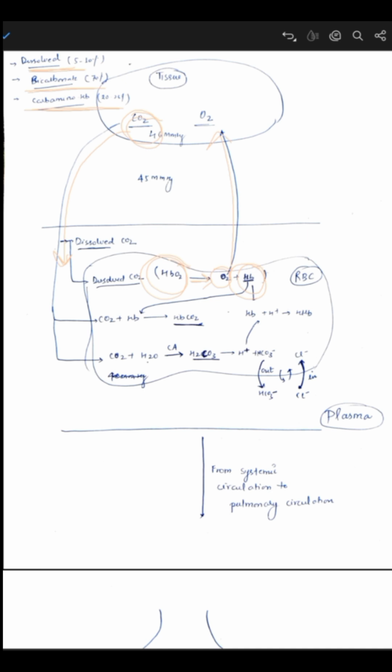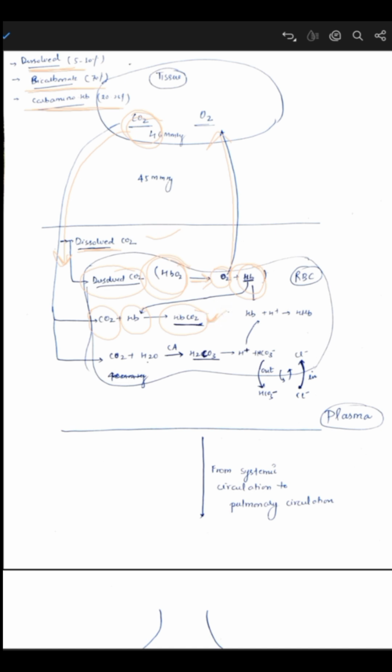As we know, transport of CO2 mainly occurs in three forms: dissolved form, which is the least common form of CO2 transport, which happens in both plasma and RBC. Second one is carbaminohemoglobin. What happens inside the RBC? CO2 reacts with the amine radical of the hemoglobin and leads to formation of carbaminohemoglobin. This is the second most common form of CO2 transport, which happens through the RBC.